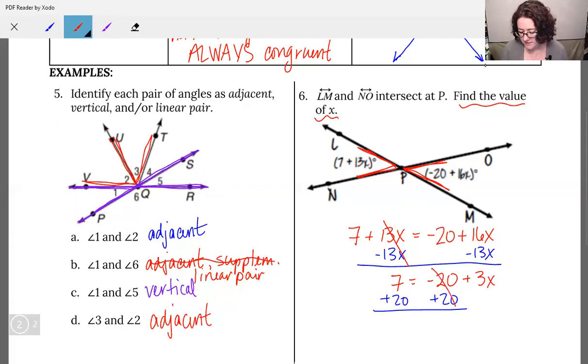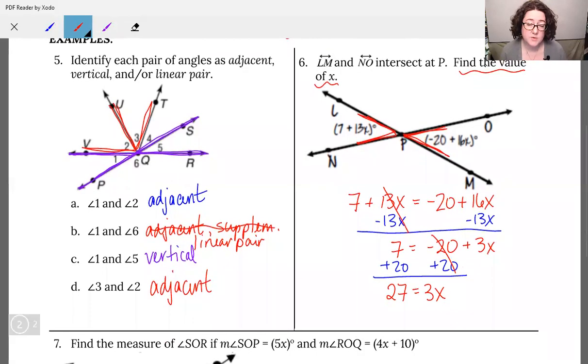cancels out our 20s. We have a 27 on the left, a 3x on the right. To solve out for x, we need to divide both sides by 3, and 27 divided by 3 is 9. So x equals 9. Again, if you tried another method, as long as you got that x equals 9, that is a valid algebraic way to attack the problem. Okay, one more problem, number 7.